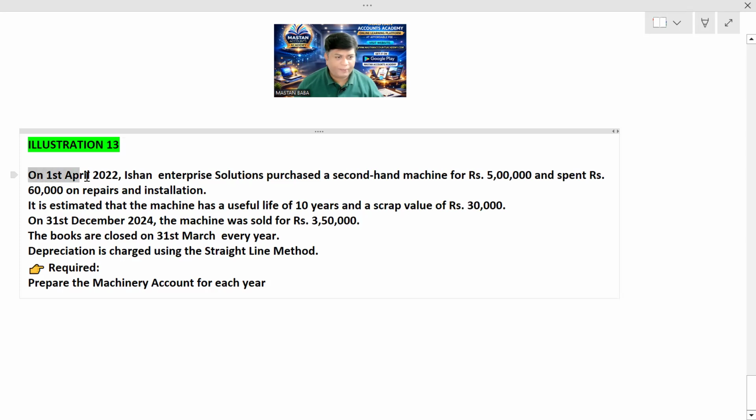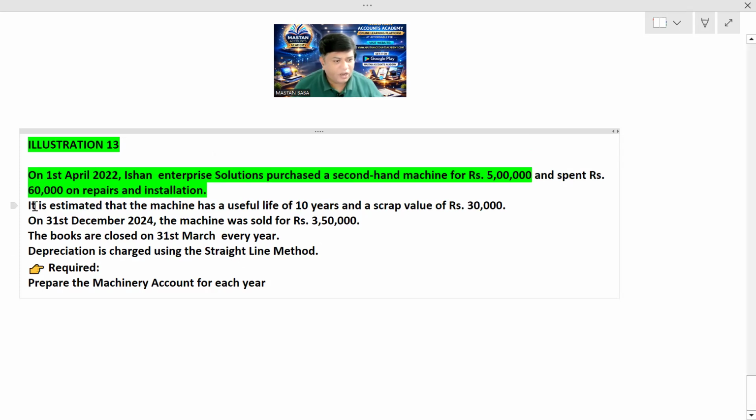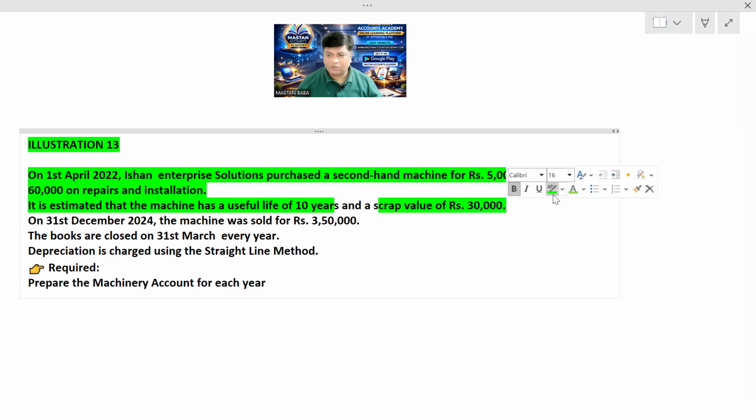On 1st April 2022, Ishan Enterprise Solutions purchased a second-hand machine for 5 lakhs. So the cost of second-hand machine is 5 lakhs and spent 60,000 on its repairs and installation. So 60,000 have been incurred for repairs and installation. It is estimated that the machine has a useful life of 10 years. So the life is how many years here? 10 years. And the scrap value, what is the scrap value of the asset? The scrap value is 30,000.